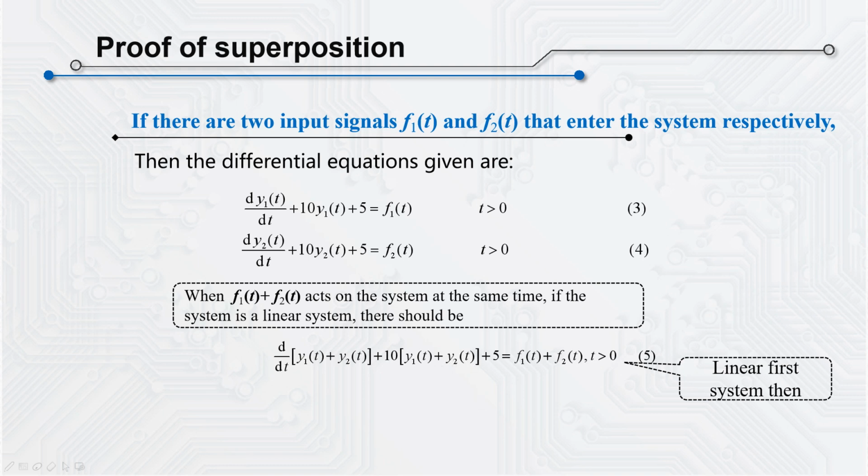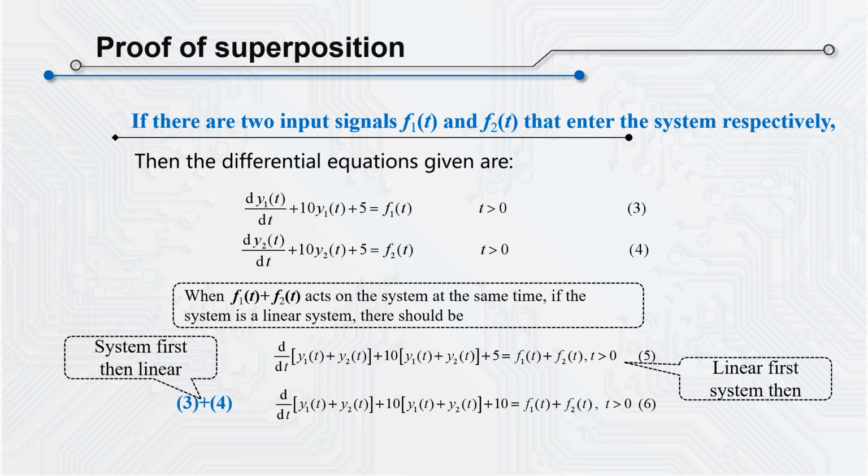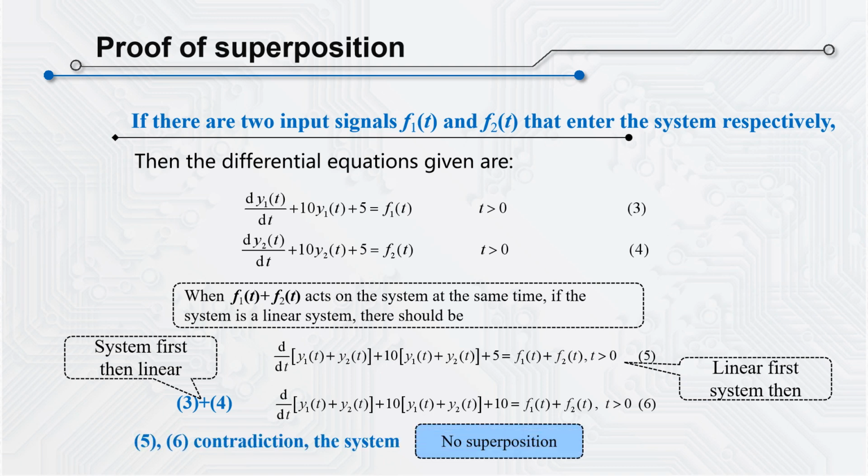This is formula 5. The calculation performed here is first the linear operation and then the system operation. If we add formula 3 and formula 4, we can get formula 6. The calculation performed here is the system operation first and then the linear operation. Obviously, formula 5 and formula 6 are also not the same, so the system has no superposition.